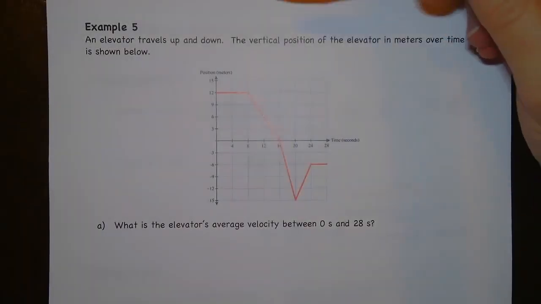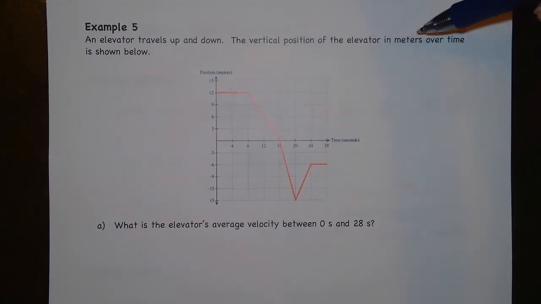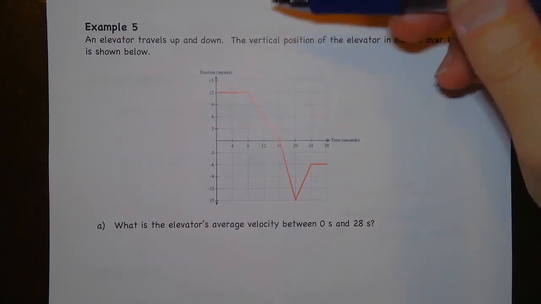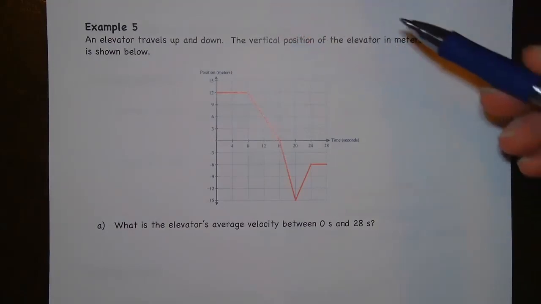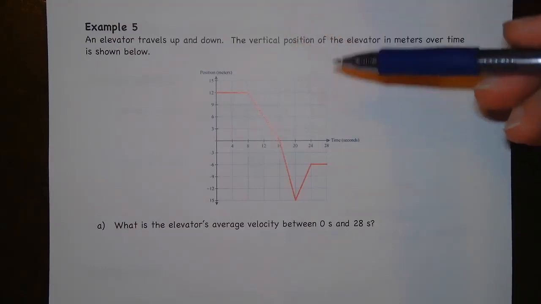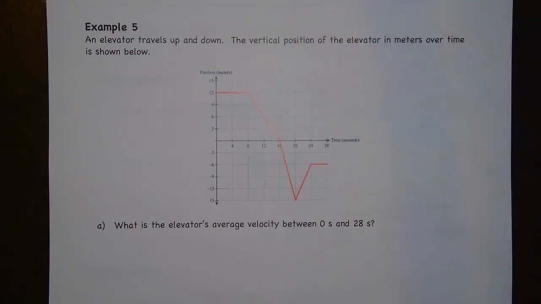Okay, so an elevator travels up and down. The vertical position of the elevator in meters over time is shown below. Okay, so this is the change in position over time. What is the elevator's average velocity? So, average velocity between 0 seconds and 28 seconds. Average velocity is the displacement over the change in time.